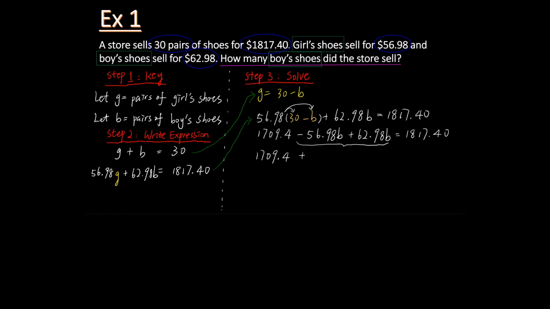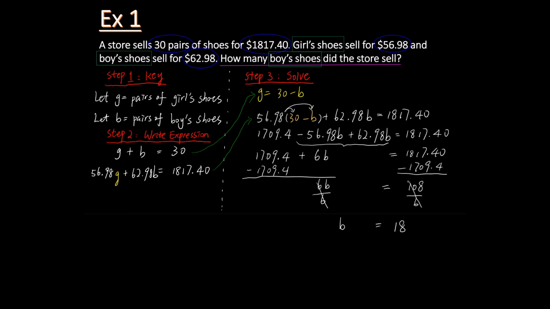Combine the like terms, we have 1,709.4 plus 6B equals 1,870.40. Subtract 1,709.4 from both sides of the equation. We have 6B equals 161. Divide by 6 on both sides of the equation, and we end up with B equals 18.